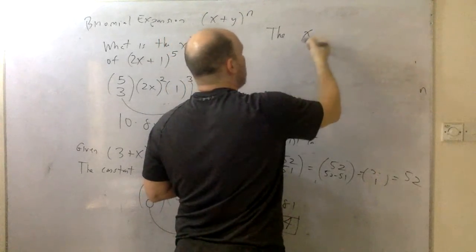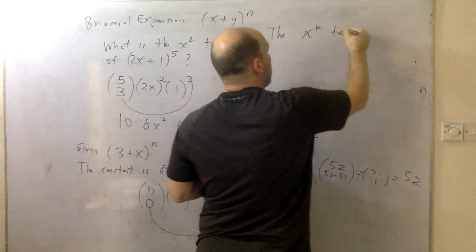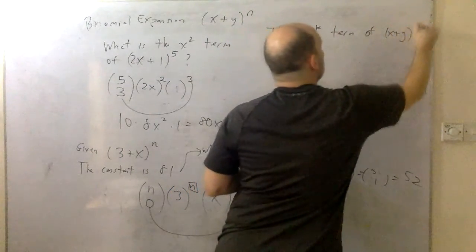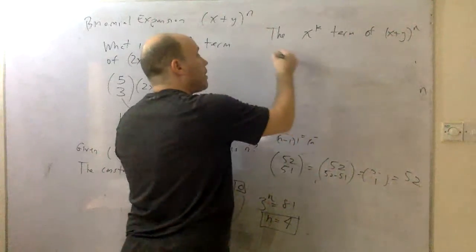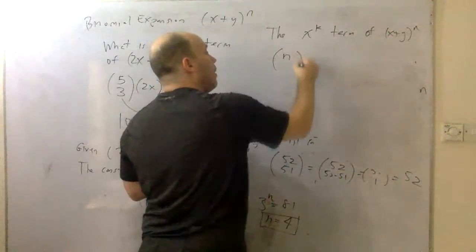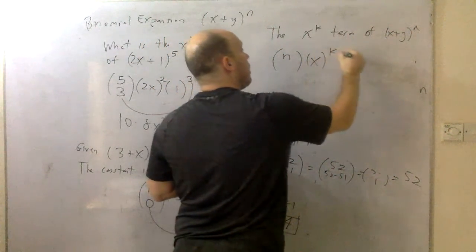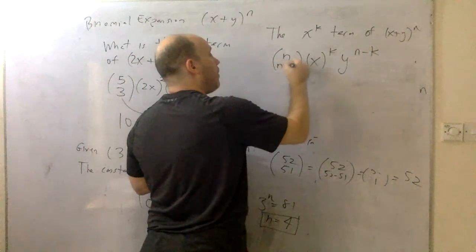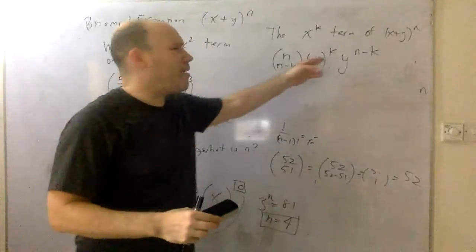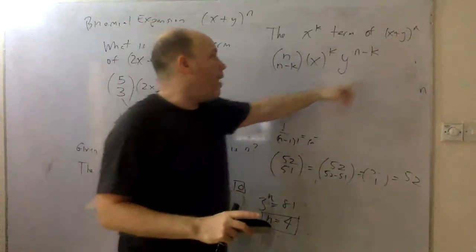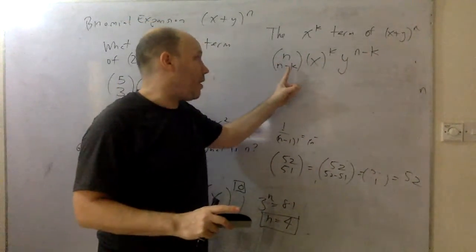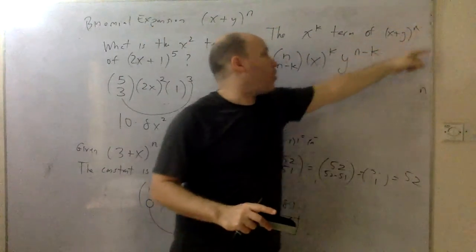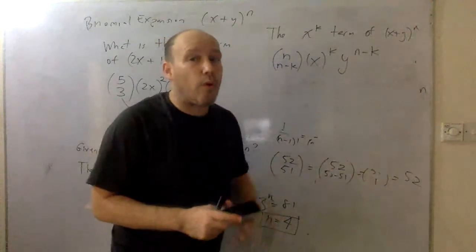So the x to the k term of x plus y to the n is, well, let's break this down. We have n choose k, x to the k, y to the n minus k. Do you have to memorize this? No. Just know that the y exponent goes down here. The n is the power of the expansion, and x is the term you're looking for.